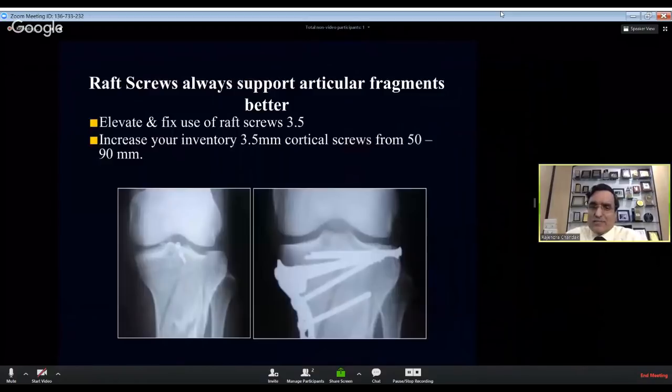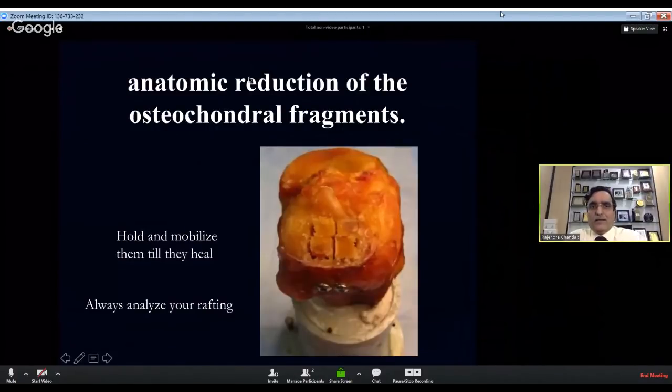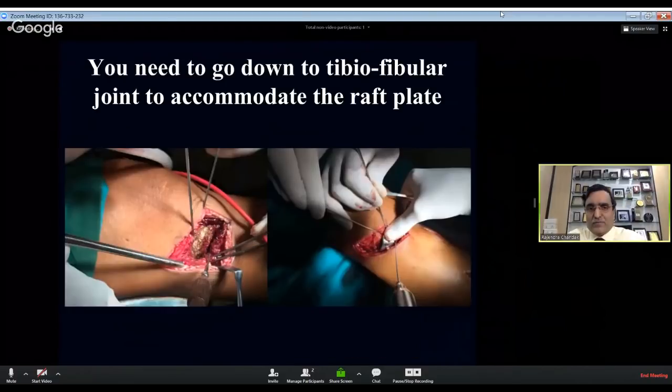Wrap screws always support subchondral bone very well. As you can see here, this fracture otherwise in a buttress plate would not be held, but with a wrap screw that holds very nicely. And this rafting principle is very well supported by the engineering raft principle, the tubular metal construct with no grafts even, and the anatomic reduction of the osteochondral fragment is very well held by the raft screw. Only thing we have to do is to place this rafting screw below the depressed fragment. Unless they are below the fragment, it is not going to raft it well.